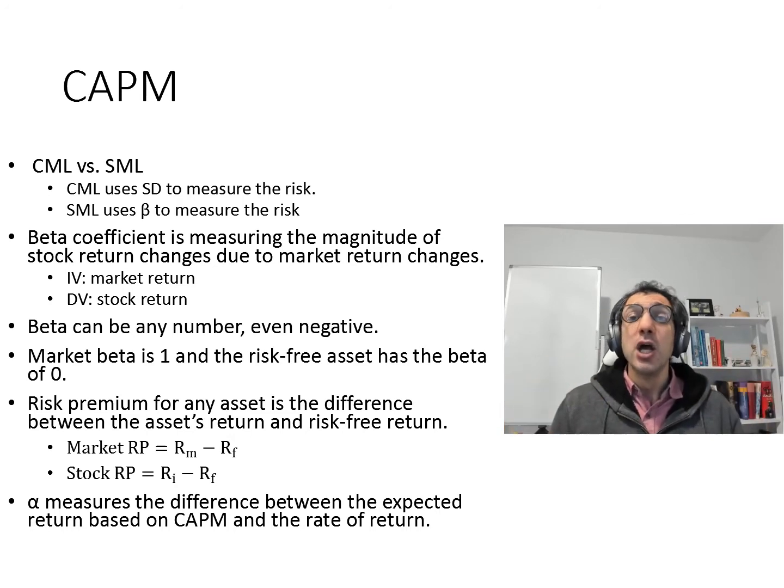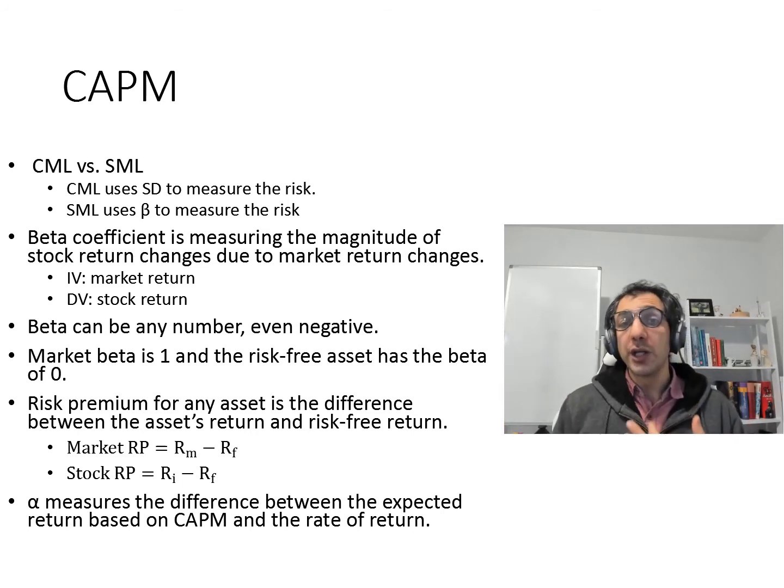of the market. Also, we talk about the risk-free asset, and we mentioned the risk-free asset has a beta of 0 because it has nothing to do with the market return changes. So it's a kind of uncorrelated. So the beta should be 0.